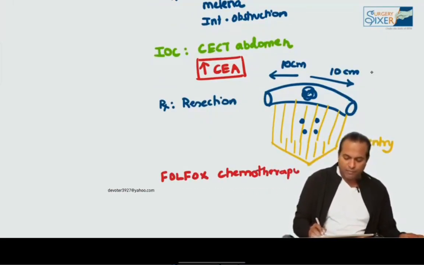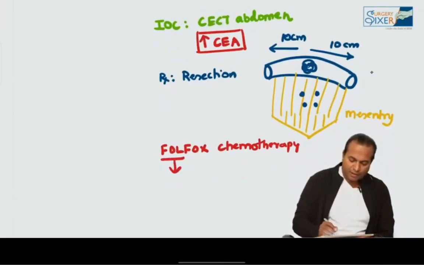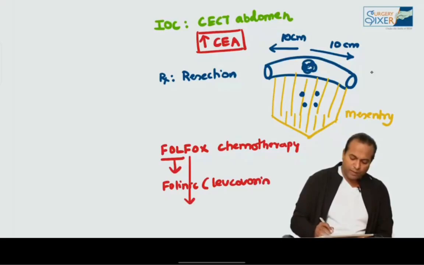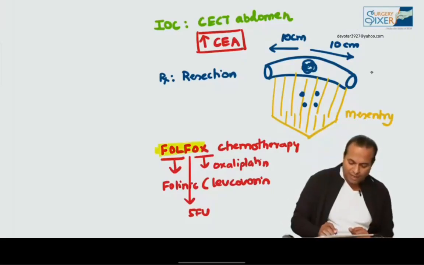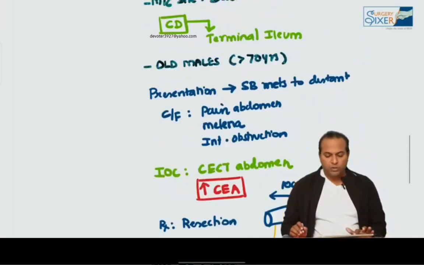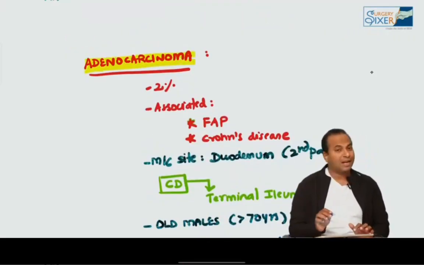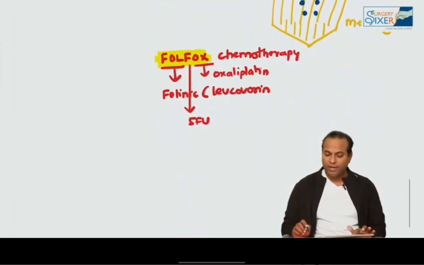So the chemotherapy for the post-operative small bowel tumors is FOLFOX. FOL stands for folinic acid, which is also known as leucovorin. And F stands for 5-FU. OX stands for oxaliplatin. So folinic acid, 5-fluorouracil, and oxaliplatin is the chemotherapy given. Please don't forget, adenocarcinoma of small bowel is the least common site of cancer in the GIT.